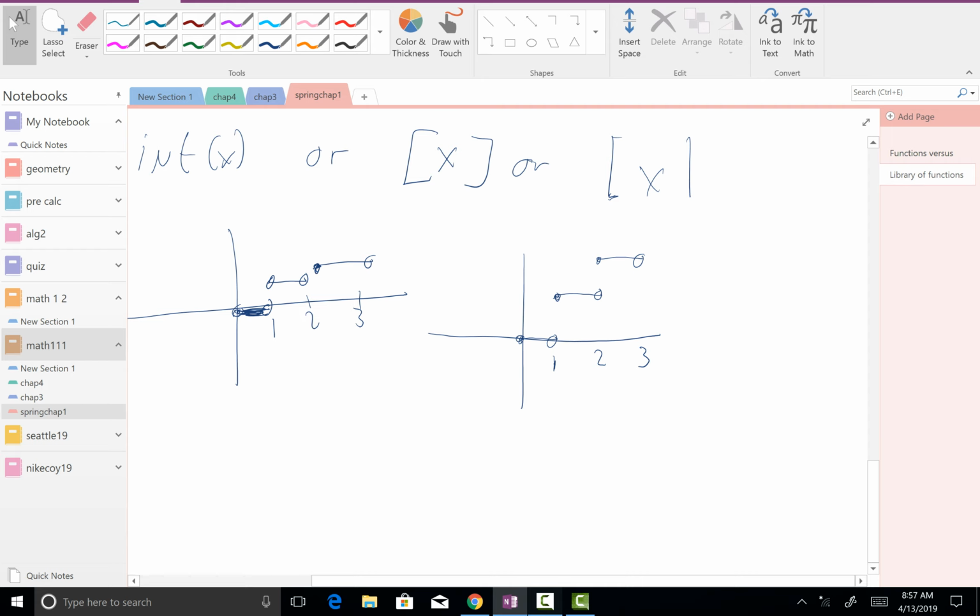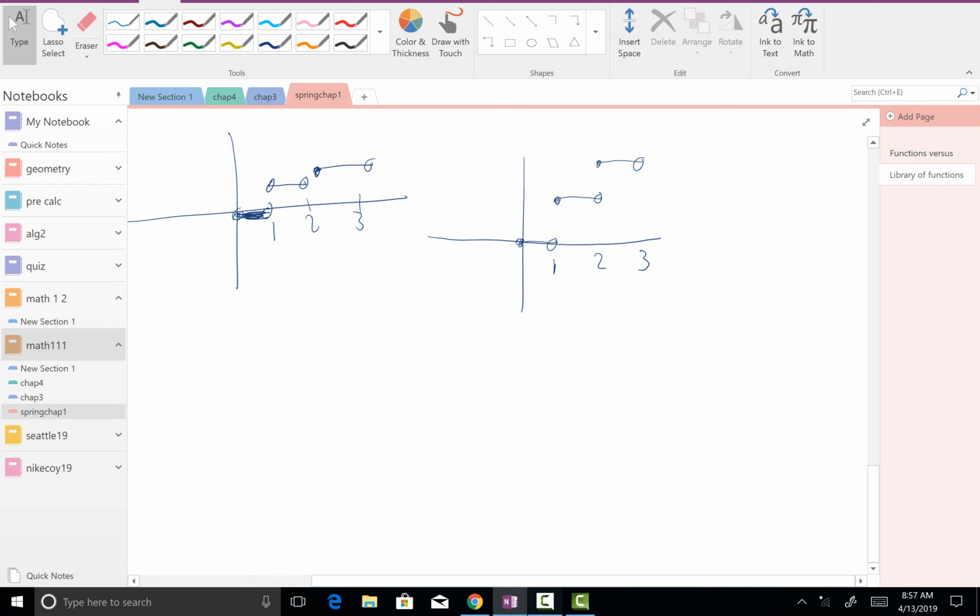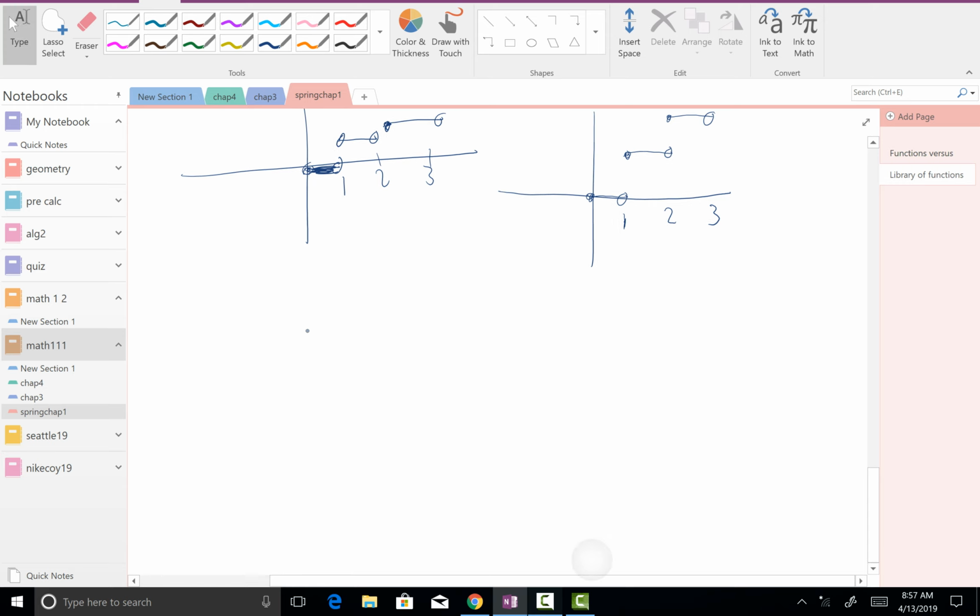All right. So that's called the greatest integer function. And let's do one more thing and I'll give you a break here. So they also mention in this one paragraph, they talk about the difference between continuous and discontinuous functions.